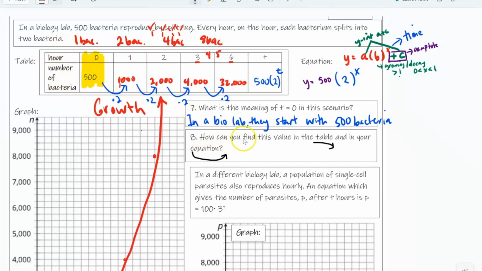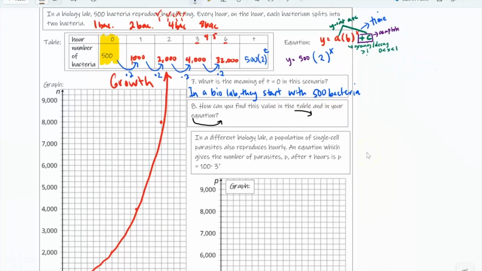All right, number 8, how can you find this value in the table and in your equation? What does it mean, t equals 0? How do you find this value in the table? So let's answer that. I'm also going to say this is my y-intercept. How can I find my y-intercept from the table? Where x is equal to 0. How do I find it in the graph? Where it crosses the y-axis, because it is the y-intercept. How do I find my start? Where x equals 0, where it crosses the y-axis.